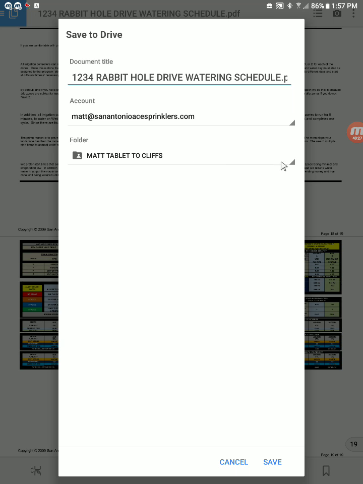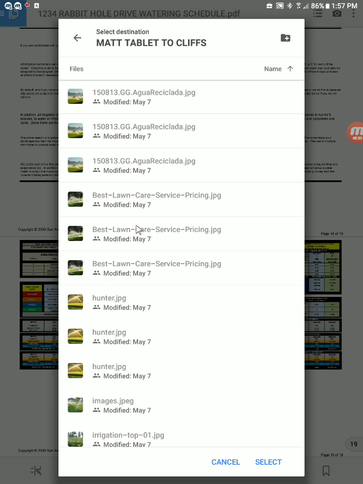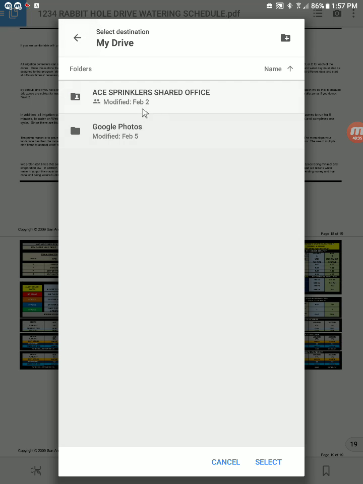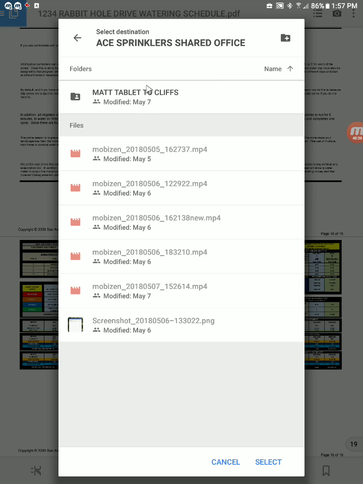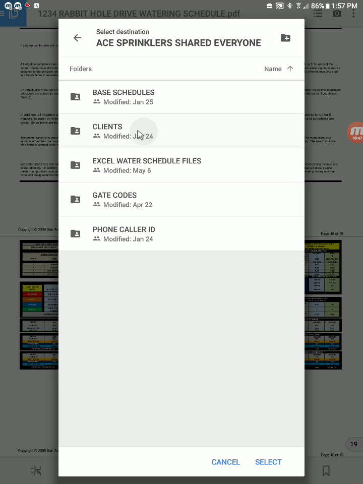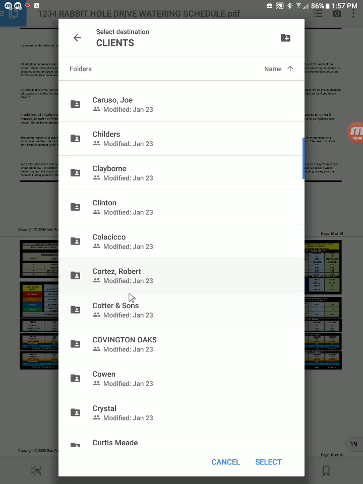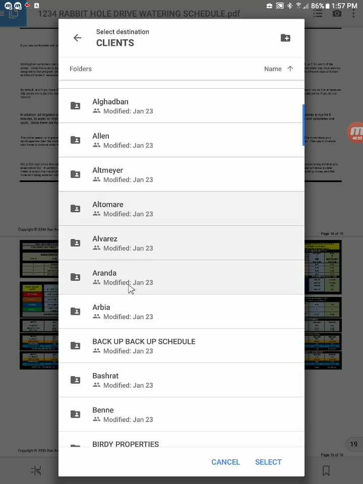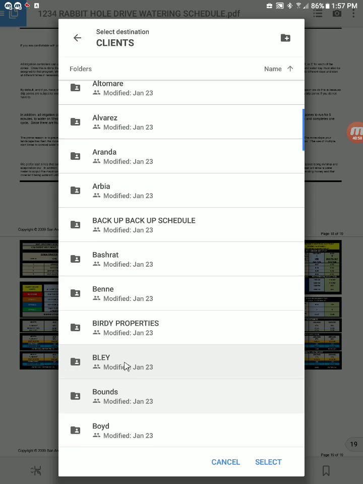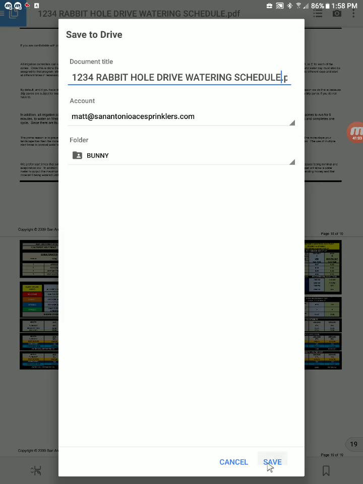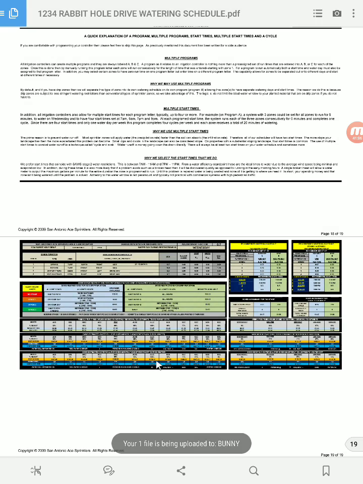And I don't know if you noticed, but there's actually some faster ways to get back to some of these other folders. I'm kind of going the long way on purpose here to show you guys the steps. Clients. Where's Bunny? Bunny, Bunny, Bunny. There's Bunny. Select. Save. Okay, and that's it.